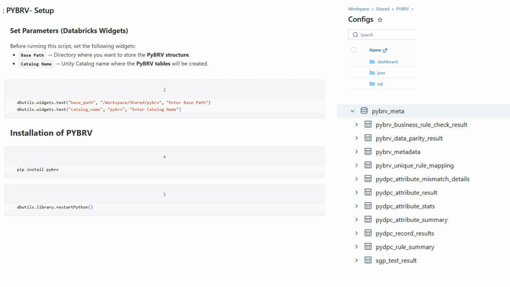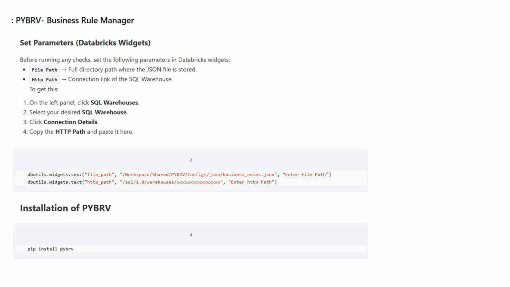Along with tables, the setup also generates the full folder structure for PYBRV. Under the base path, you'll now find a directory containing folders for configs, dashboards, SQL queries, and JSON configurations. This structure is the backbone of PYBRV, and from here, you are ready to start defining and running rules. With the setup complete, let's move on to running business rules.